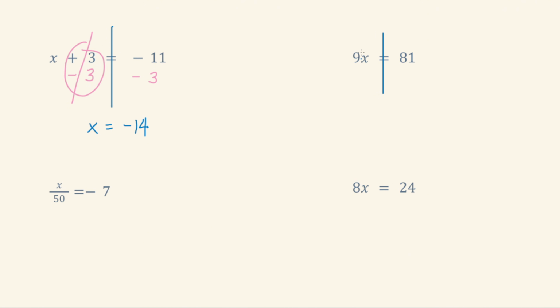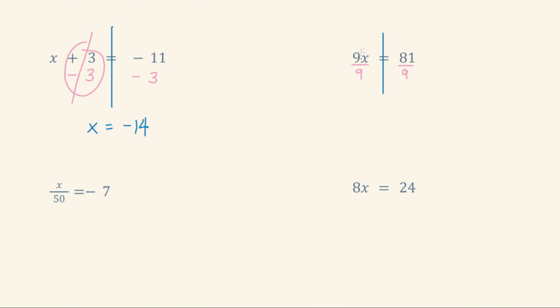So what's going on with my variable? Like I said, it's being multiplied by 9. So we have to undo that operation. The opposite of multiplication is division. So we are actually going to divide by 9. But I can't just divide by 9 on the left side. We have to divide by 9 on the other side as well to maintain balance.